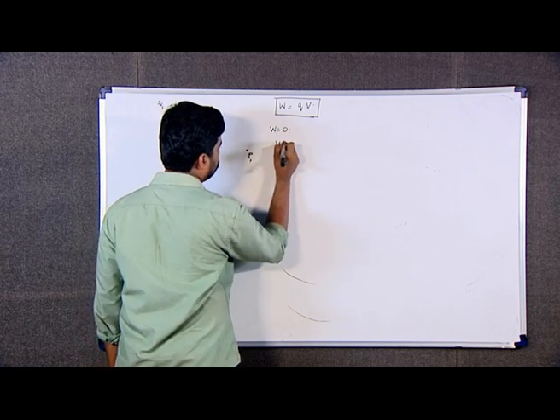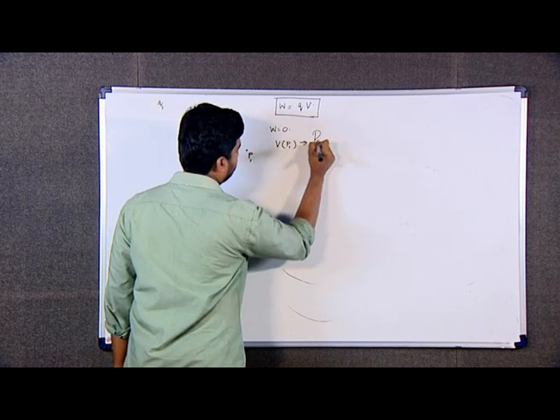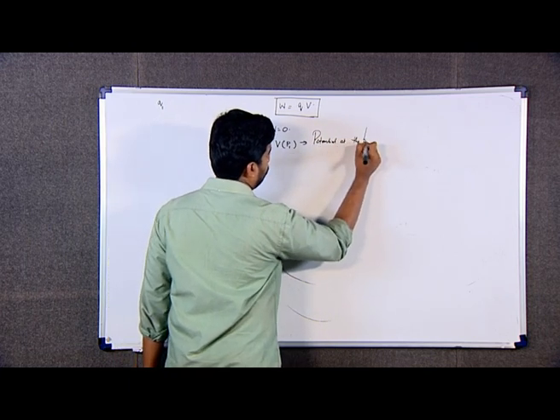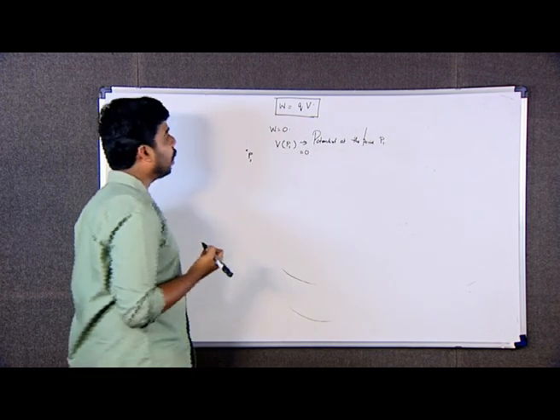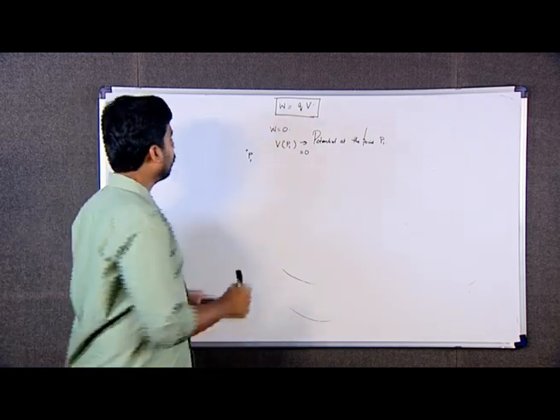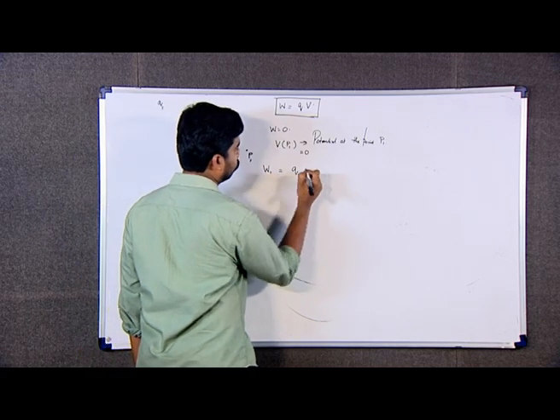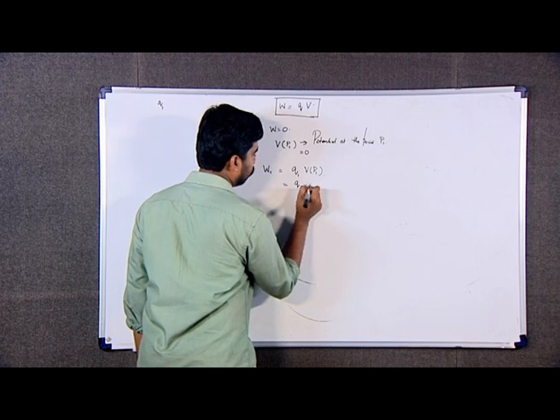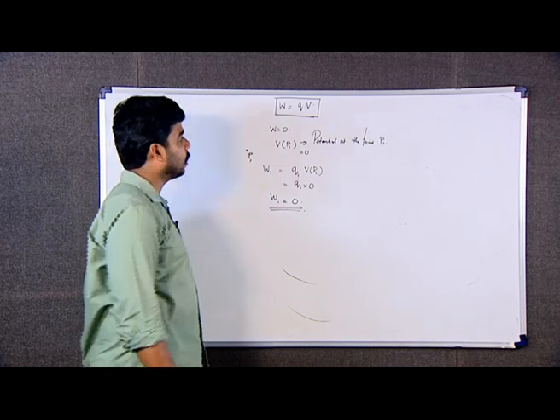At this point P1, W is equal to 0. Why? Because the potential at the point P1, we will name it Vp1, is equal to 0. Why? Because there was no charge. So, W1 is equal to Q1 into Vp1, where Vp1 is equal to 0. So, Q1 into 0, that is W1 is equal to 0.